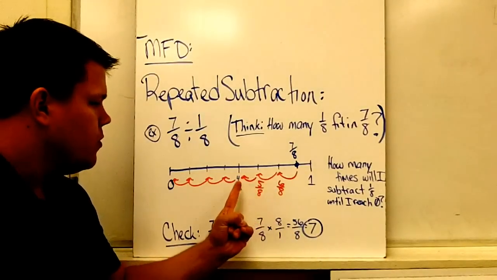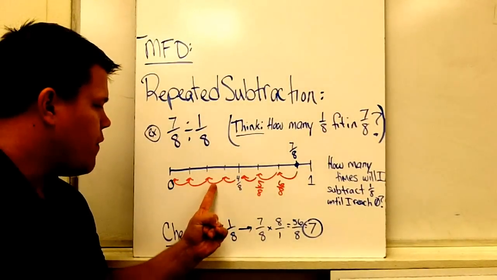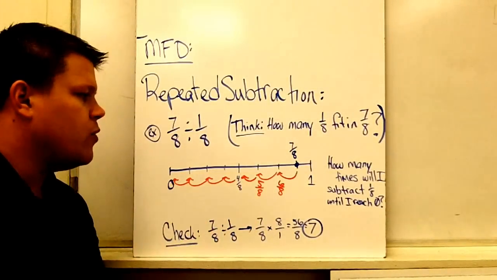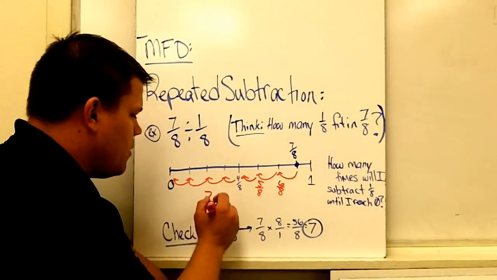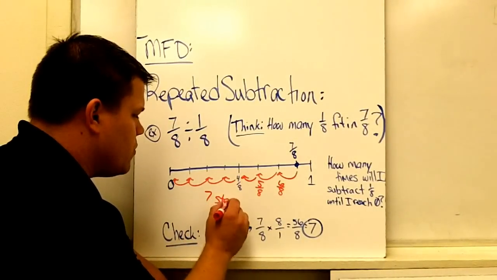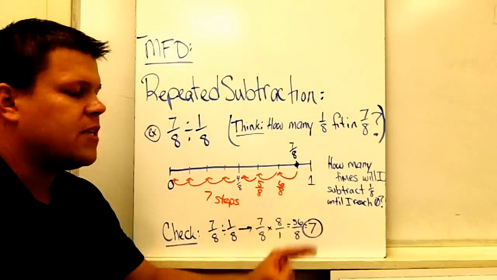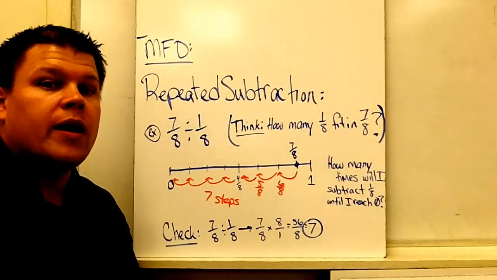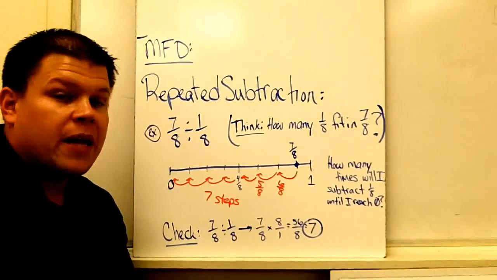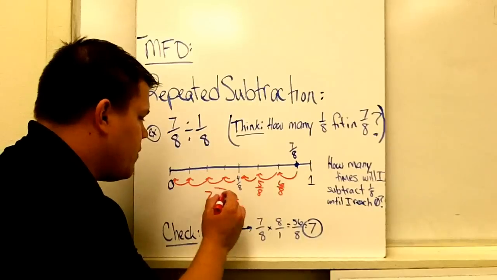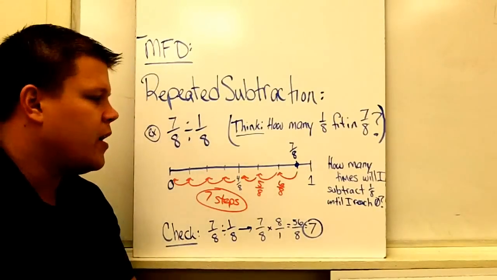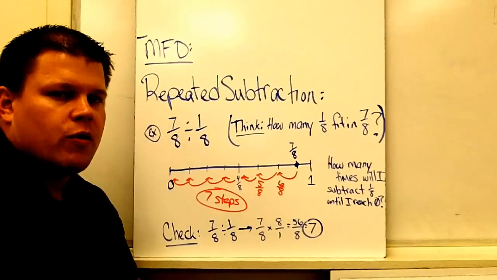1, 2, 3, 4, 5, 6, 7 moves. It takes me 7 steps or 7 moves to get back to 0 from 7/8 by subtracting 1/8 each time. That's my answer. For this type of situation, that would be my answer. Now, how do I know that my answer is correct?